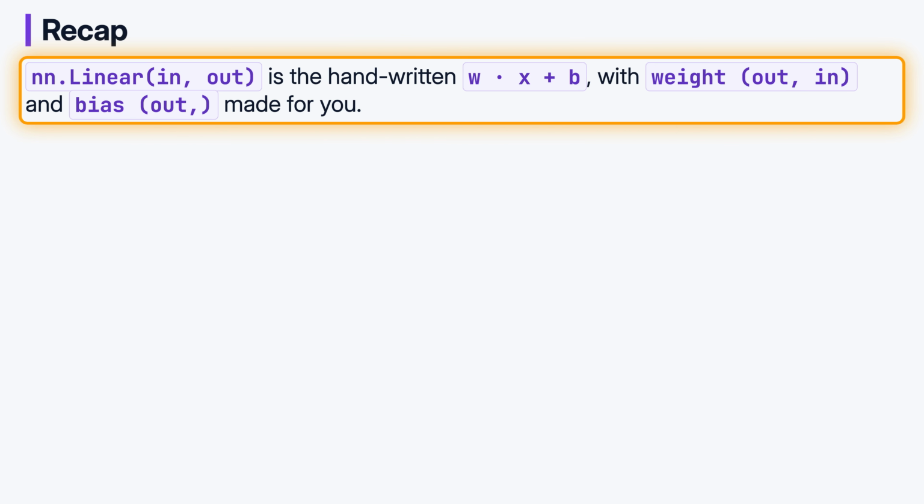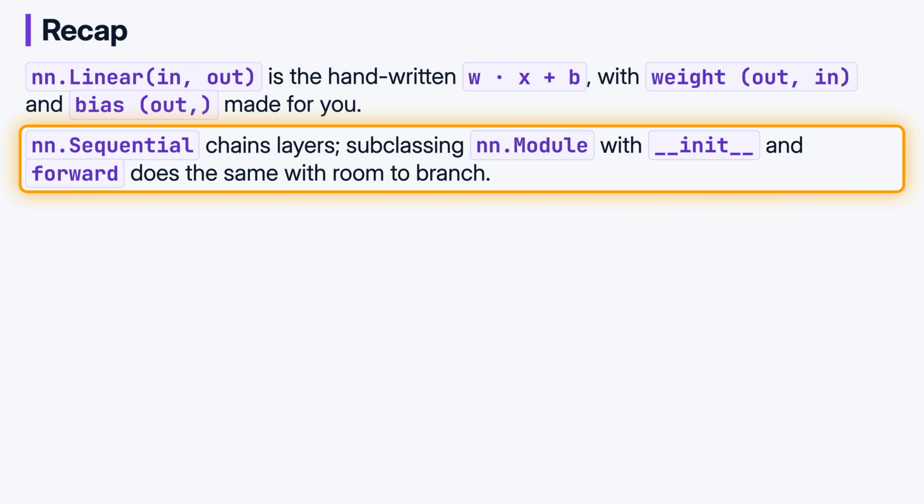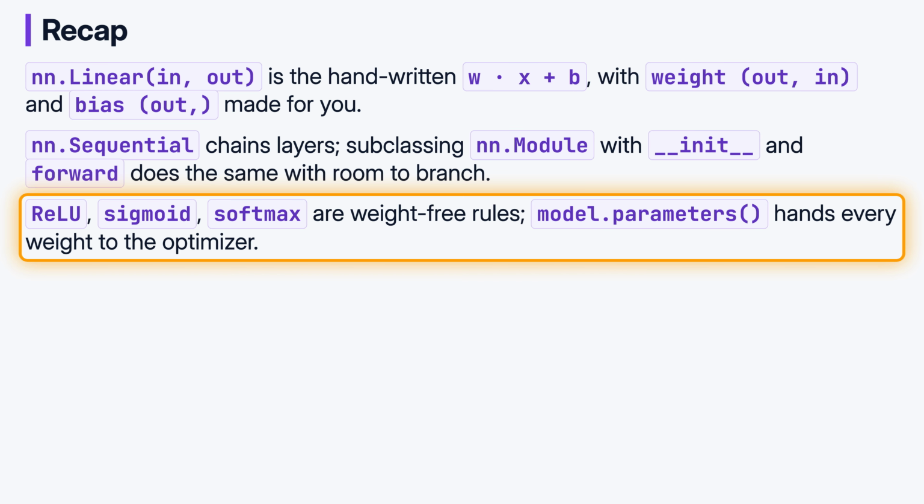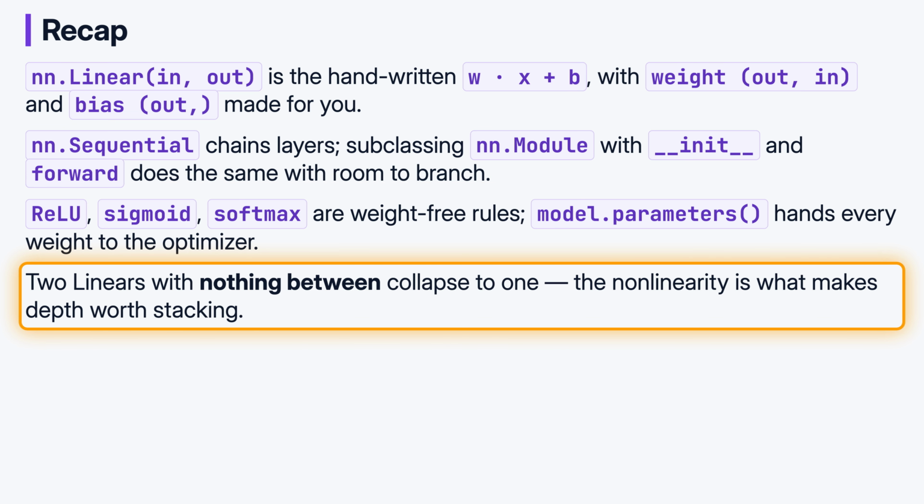Let's bring it together. nn.Linear is the handwritten W times x plus b, its weight is out by in, and it makes the bias for you. nn.Sequential chains layers. Subclassing nn.Module with init and forward does the same, with room to branch. ReLU, sigmoid, and softmax are weight-free rules. model.parameters hands every weight and bias to the optimizer. And 2 linears with nothing between them collapse to 1. The nonlinearity is what makes depth worth stacking.